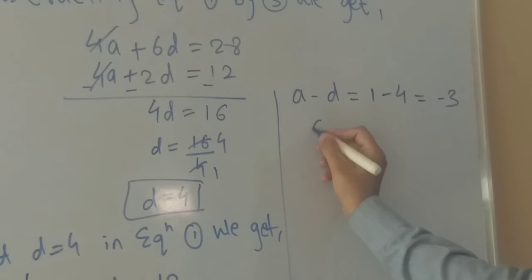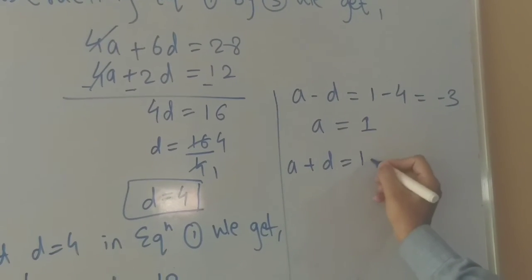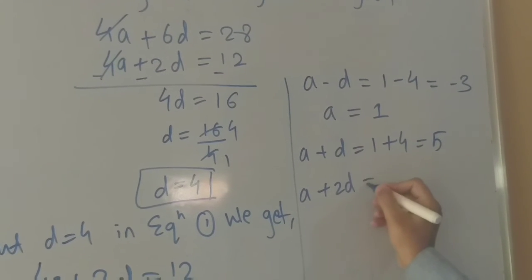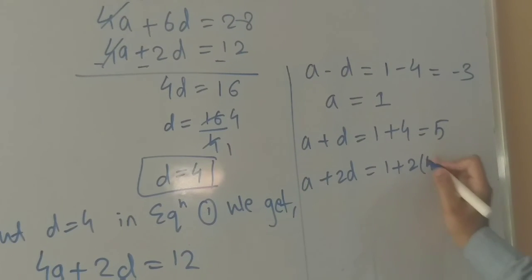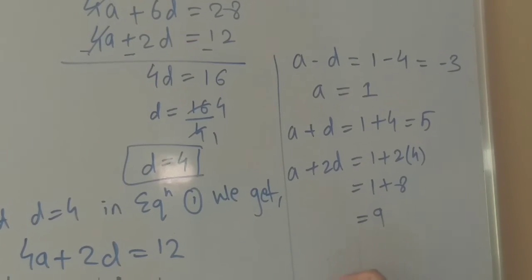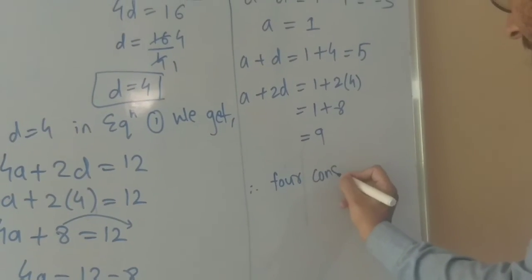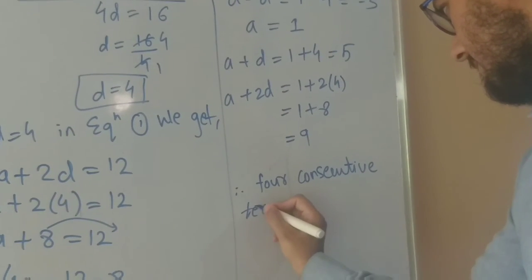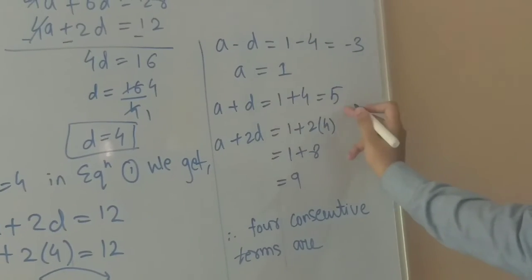What is the second term? a is equal to 1. What is the third term? a plus d. 1 plus 4, that is 5. What is next? a plus 2d. So 1 plus 2 into 4, 4 2s are 8, 8 plus 1 is 9. So here we are getting the 4 consecutive terms. Therefore the 4 consecutive terms are minus 3, 1, 5, 9.